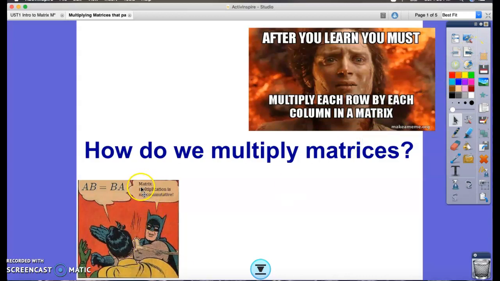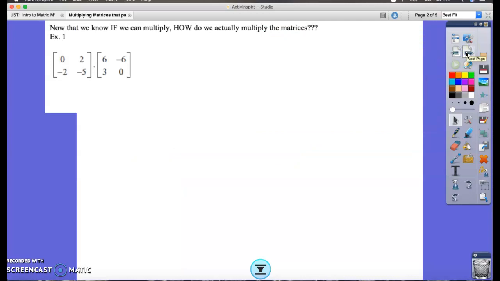I like this one. This one says matrix multiplication is not commutative. That means order matters. It's very important that we know that order matters, which we'll stress when we teach you some other things, like on a calculator, but not today. Today we're doing it by hand because you need to be able to do it by hand.